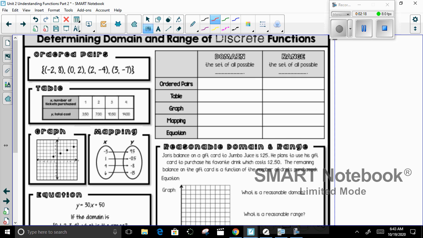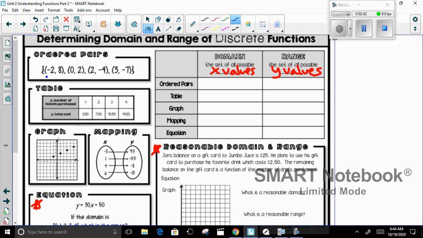All right, all of these you pretty much know how to find. You know your domain, because we've looked at a lot of these last week. The only thing that might be new is this equation down here and this word problem right here. So the domain is the set of possible x values, and the range is the set of possible y values.